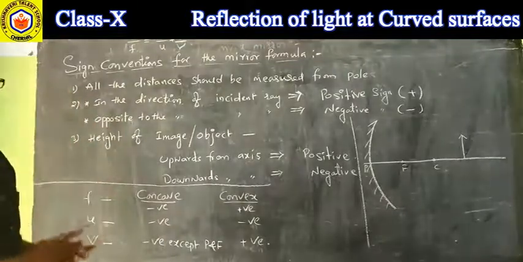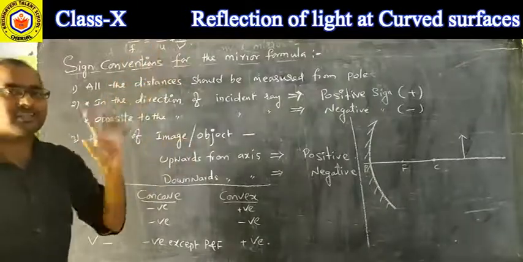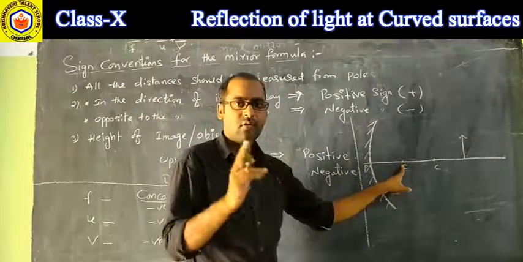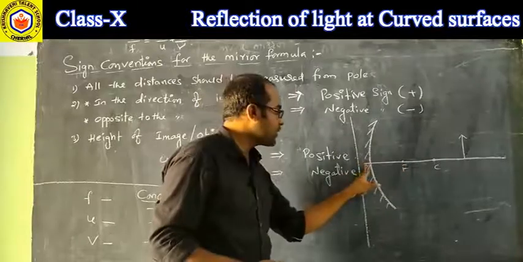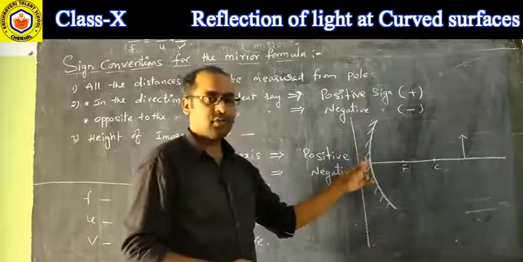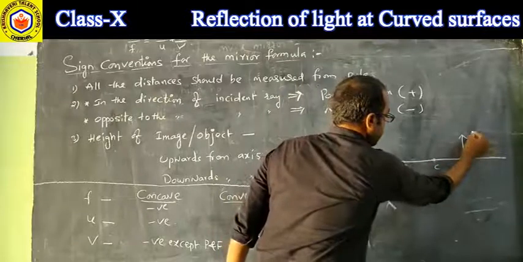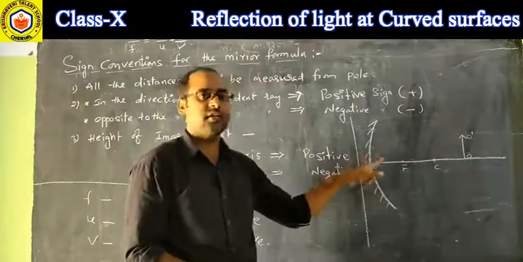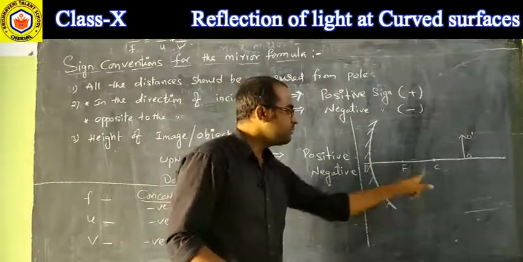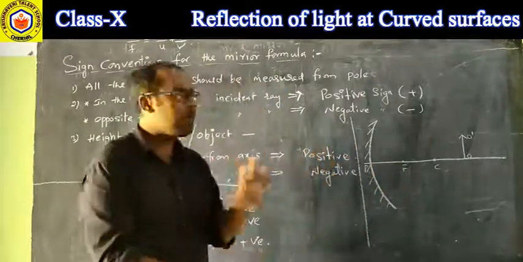First, focal length, object distance, and image distance are nothing but distances. What is focal length? The distance between pole and focus is called focal length. The distance between pole and center of curvature is called radius of curvature. That is also a distance. The distance between pole and object is the object distance. And the distance between pole and image, where the image is formed, is also a distance. All these are distances.